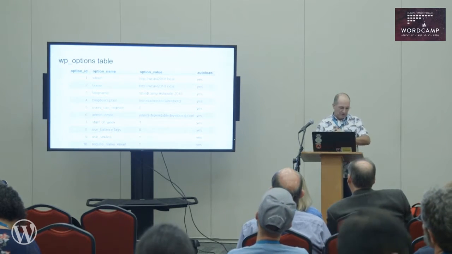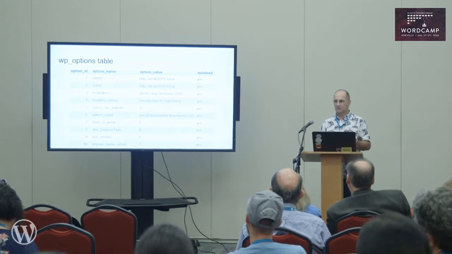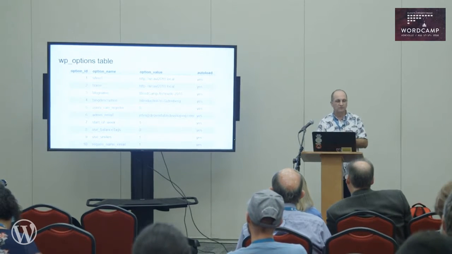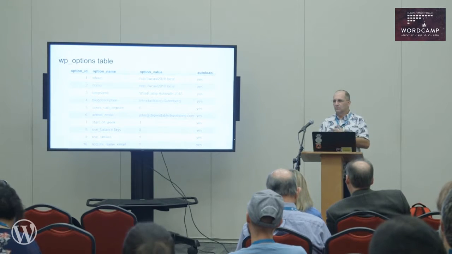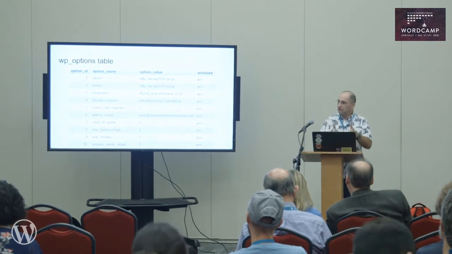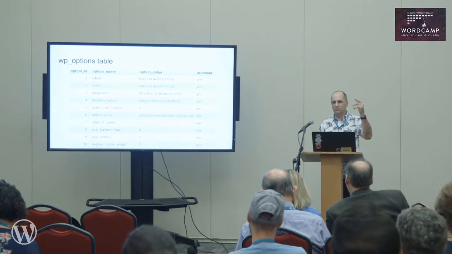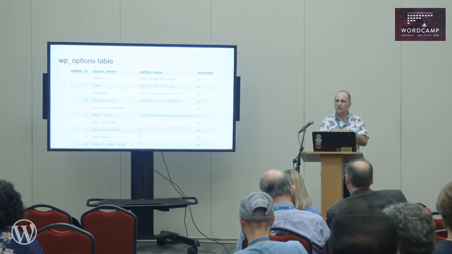Okay, the WP options table. This has information about the site. These are where all your options for your site are. A plugin can store options in here. A lot of sites have some variables you plug in, answering questions, and it'll store it in the database.